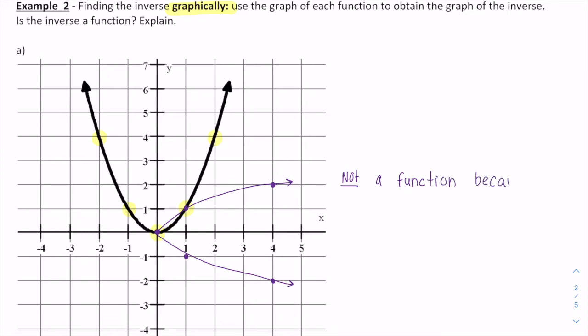And it's because it fails the vertical line test. So in this case, we have a function to start. We know a parabola is a function. And then we have our inverse, and it is not a function.